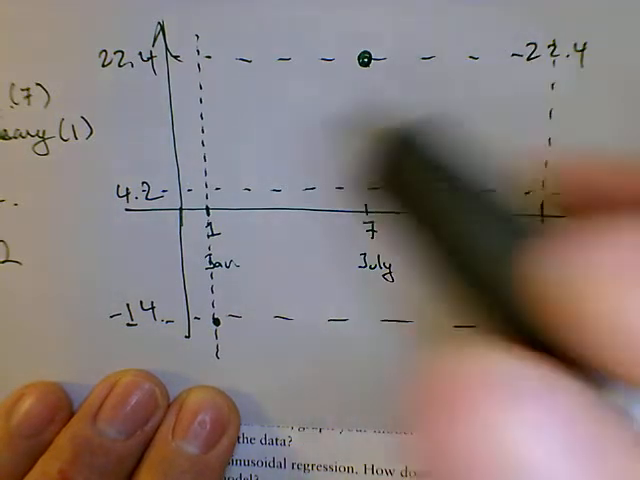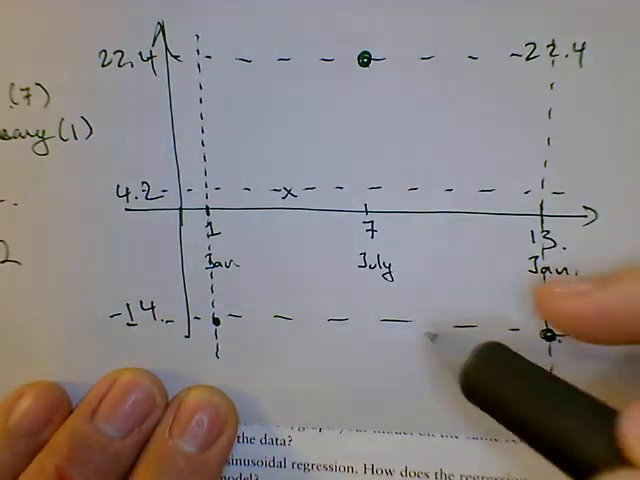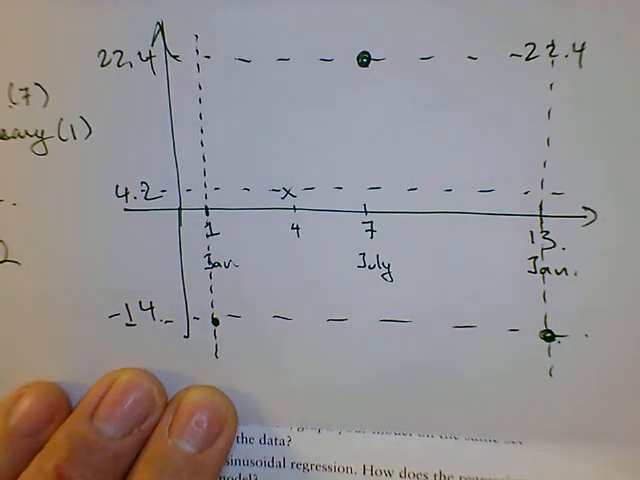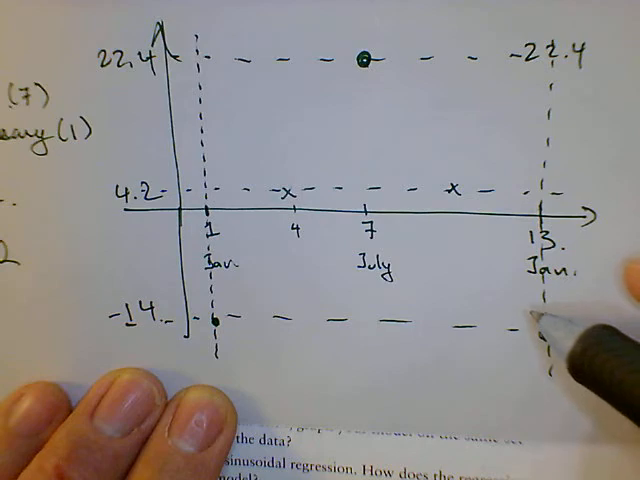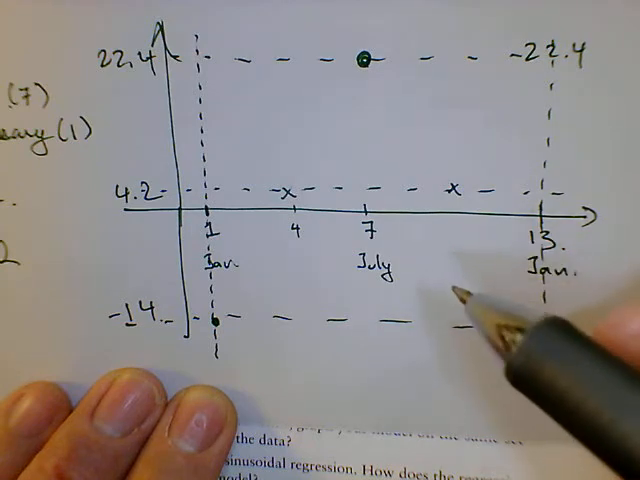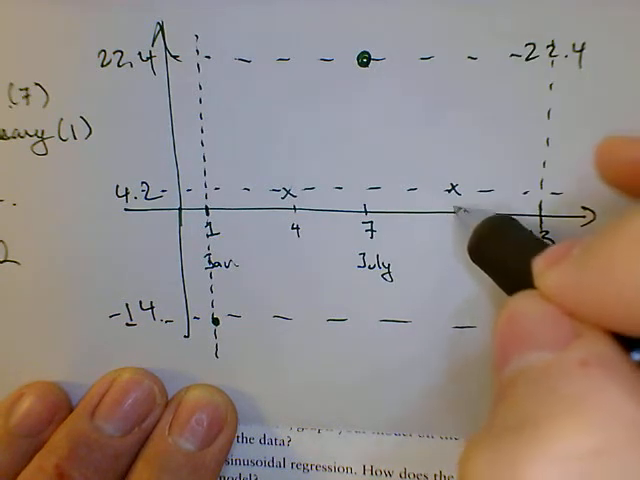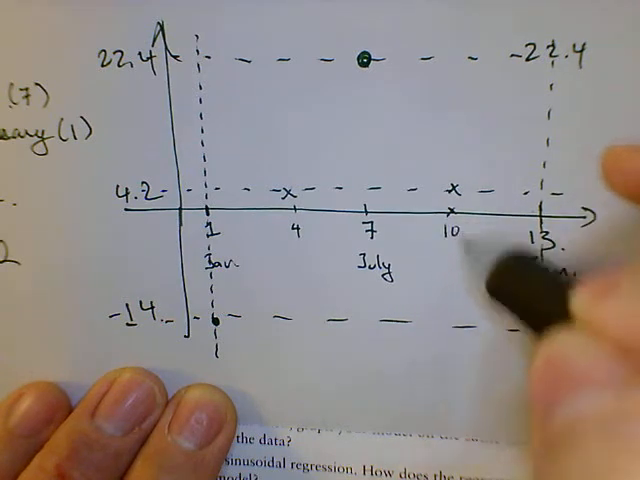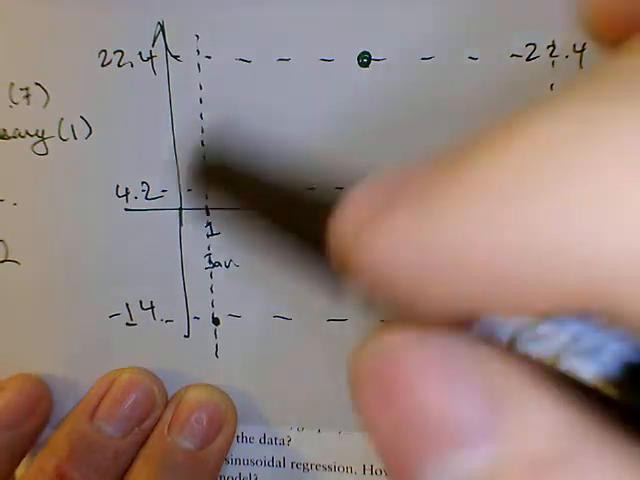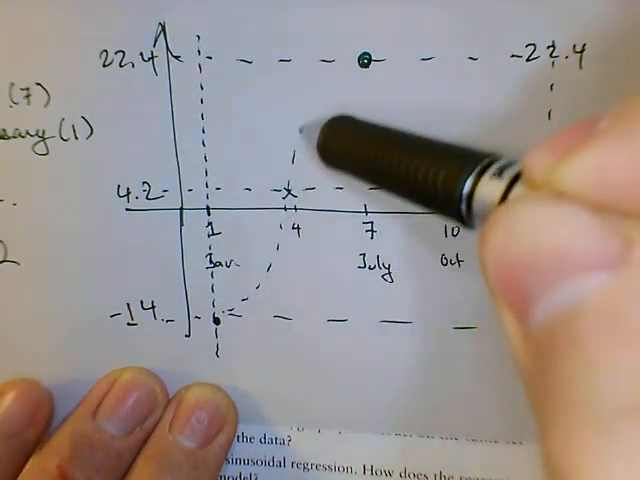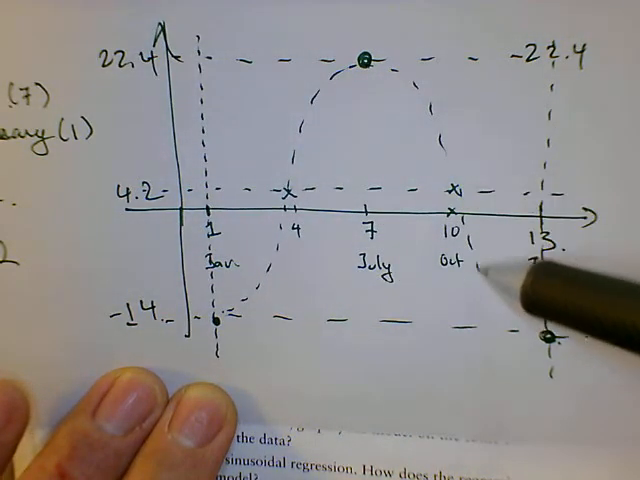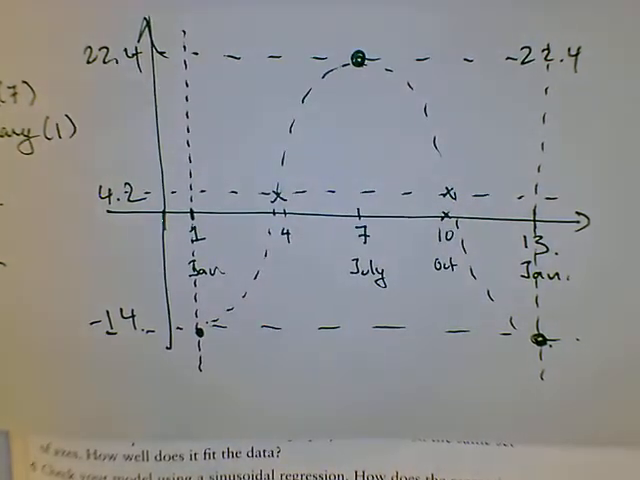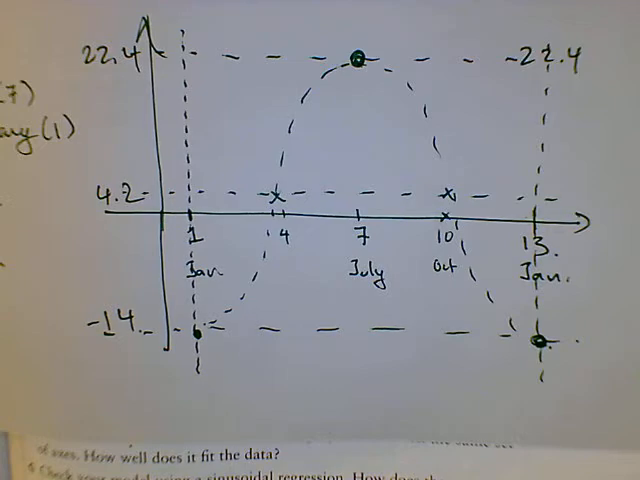Between January and July, I'm expecting to have a midpoint. So it's going to be 4. Between July and January, I'm expecting to have a midpoint, which is February, January, July, August, September, October. Add a 3, that's a 10. And so it should be something like this. It would be nice if we do a cosine, but you have to do a sine.